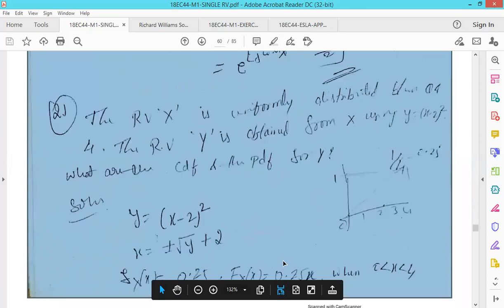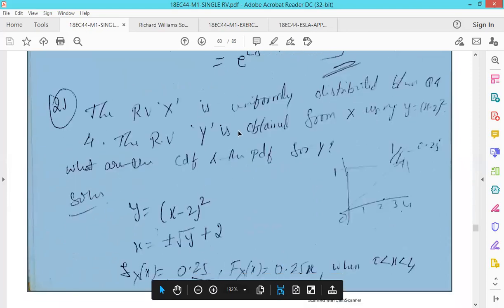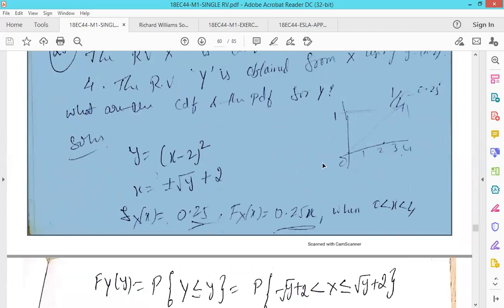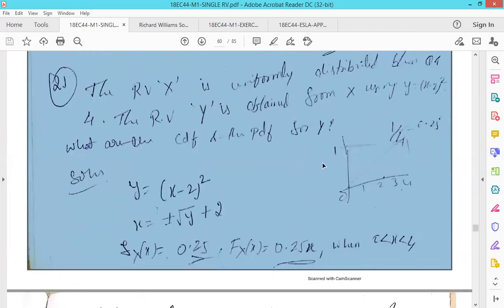And the next problem is: the random variable x is given as uniformly distributed between 0 and 4. So the random variable x has been distributed from 0 to 4, and the random variable y is obtained from x using the equation y is equal to x minus 2 whole square. So what are the CDF and PDF for y? So here in this problem, the random variable y is obtained using the equation y is equal to x minus 2 whole square. For this given function, we are asked to calculate the PDF and the CDF.